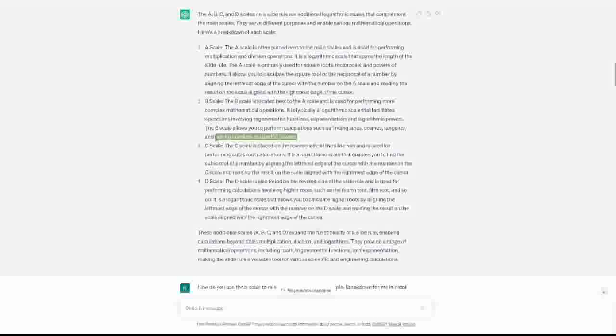Interestingly, here it says B, raising numbers to specific powers. This isn't actually correct, which we'll see later, because I ask it, how do you use the B scale to raise 3 to a power of 3? Because it said you can use it to raise to specific powers. In fact, it only squares numbers. It does not cube them or do any other power.